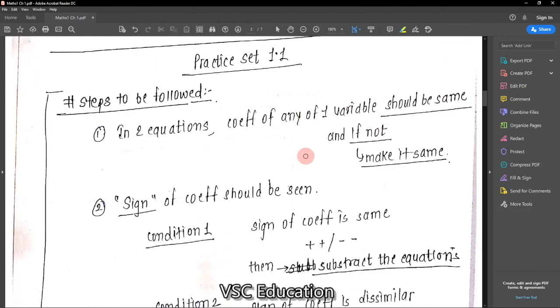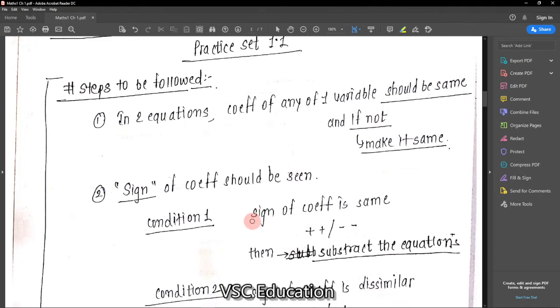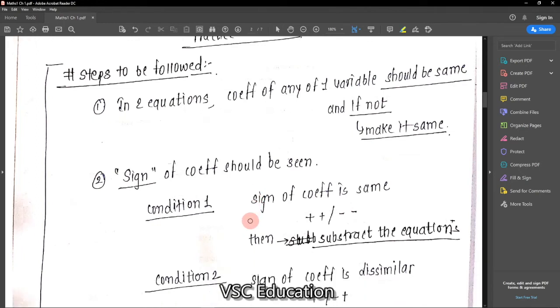That is set 1.1. Before that, we should revise or remember some conditions when we solve the equations. There are steps to be followed. Just see your first step. When we solve simultaneous equations, there should be two equations.